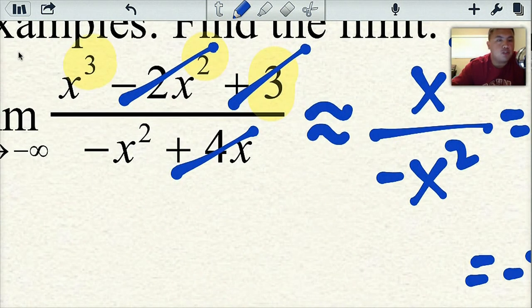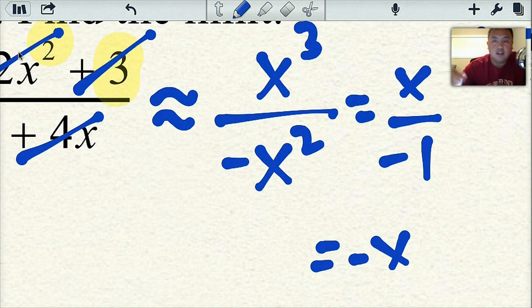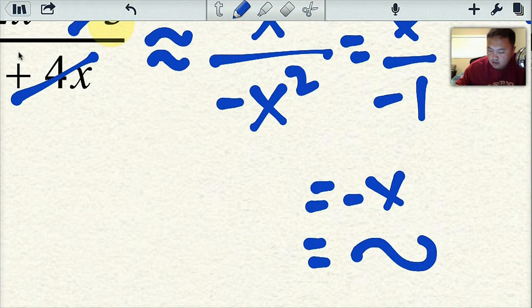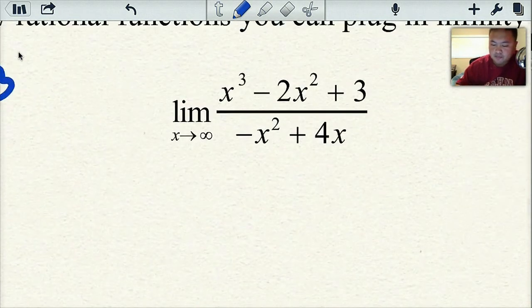Remember, this problem was trying to find the limit as x goes to negative infinity. So when I plug in negative infinity, the answer is going to be positive infinity. So again, in these types of problems, cancel out the smallest terms and then try plugging in the infinity again. Let's look at the next problem.